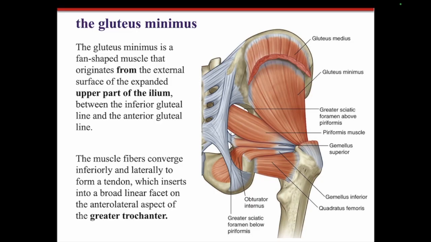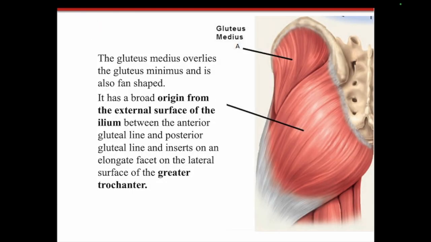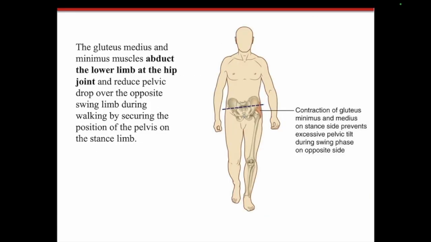The minimus, you see it here, comes from the ilium to the greater trochanter. The minimus and the medius act together. The medius is superficial to the minimus, and they both go to the greater trochanter. And so the minimus and the medius are responsible for abducting the hip as we lift the other foot.